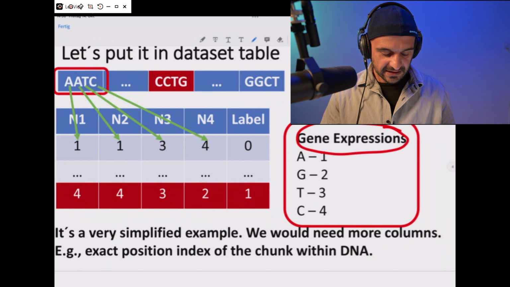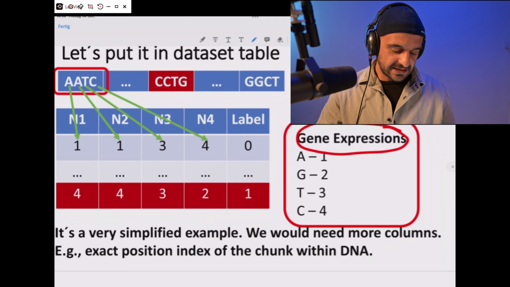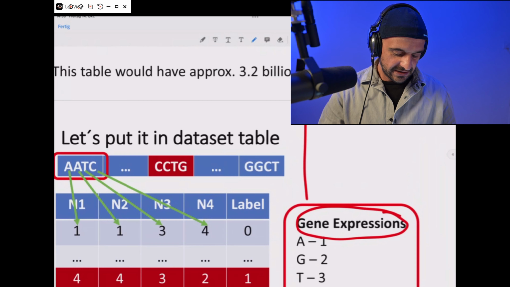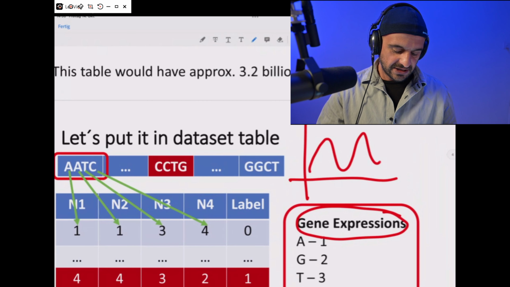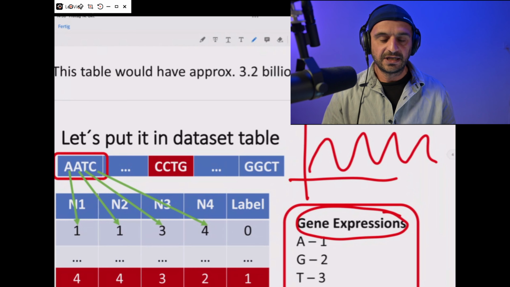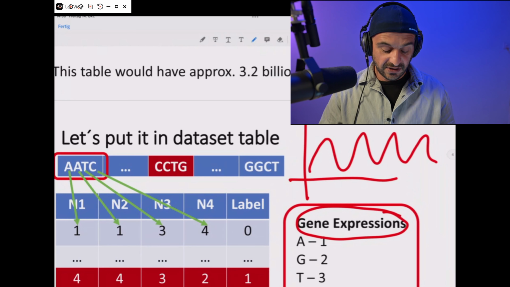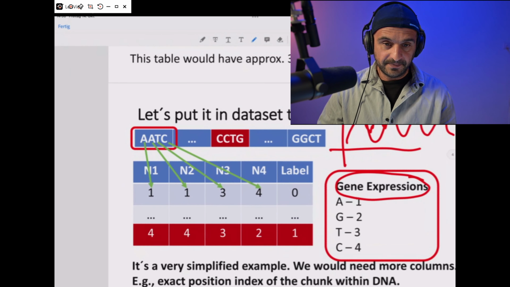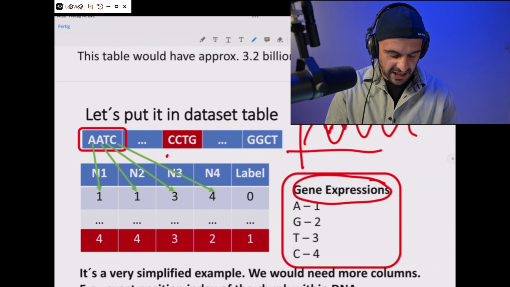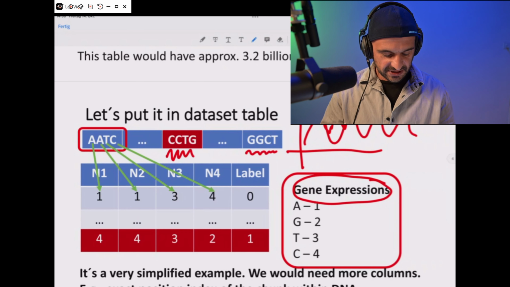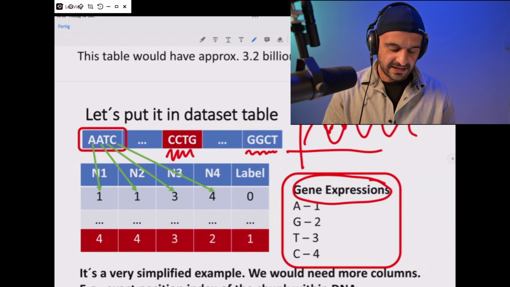But again, it is there, and even if you plot it, you will get such a curve for gene expression. It's something similar to a sine curve, but very irregular. So from chunk to chunk, it will have a different shape. It's not the same everywhere. It's not a sine curve. So they have different expressions. And so we write these expressions here.